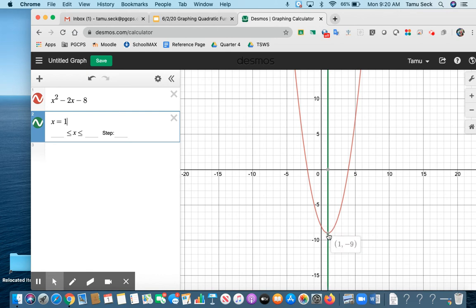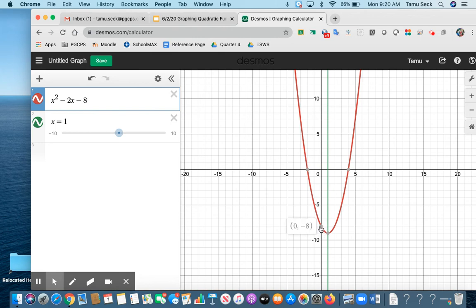And then we can see that the y-intercept is right here on the y-axis. It's this point at 0. You can click on it, 0, -8. So that's the y-intercept. Right here are the two x-intercepts, -2, 0, and 4, 0.